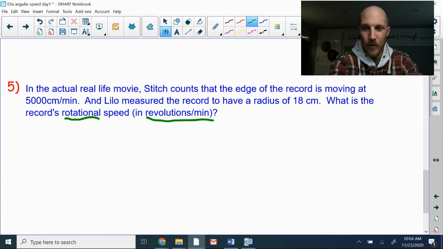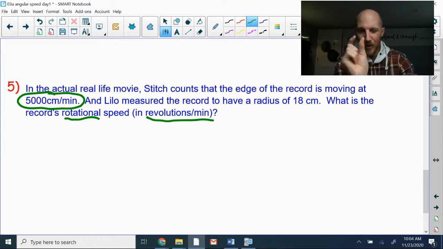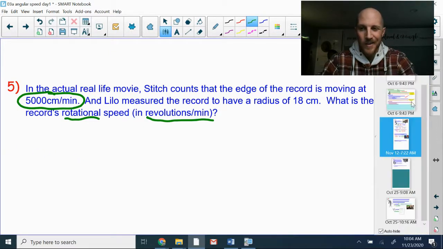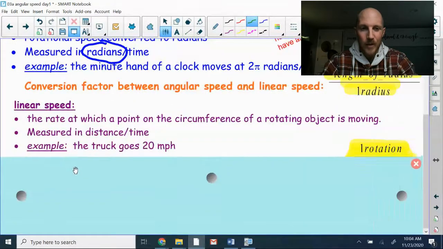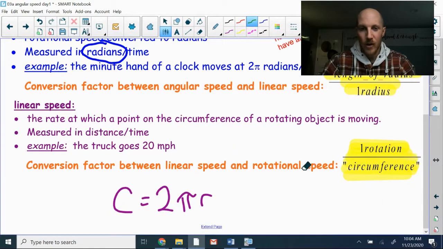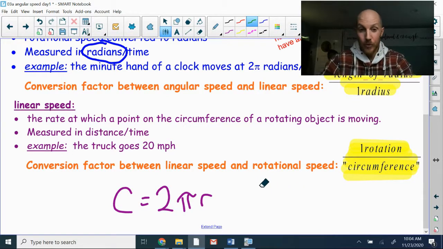And here's what I'm given. I'm given 5,000 centimeters per minute. Well, I know a centimeter is a measurement of length or distance, and a minute is time, and so centimeters per minute. Let's look at our notes. Centimeters per minute seems to me like that's going to be a linear speed, distance and time, centimeters and minutes. So I have a linear speed. I was given that, and I am asked to convert that into rotational speed.